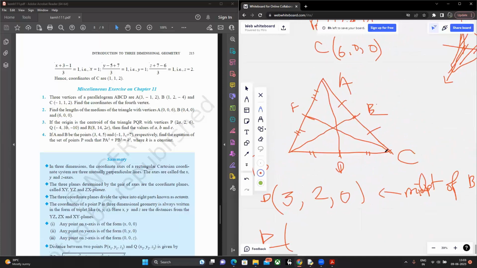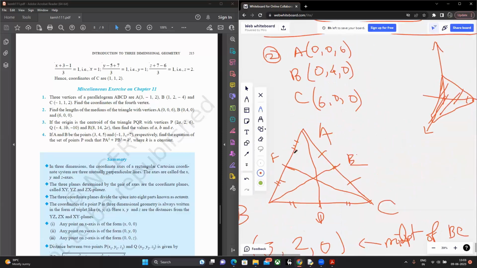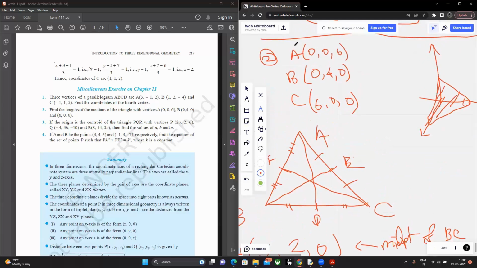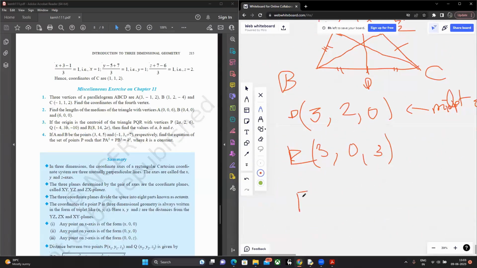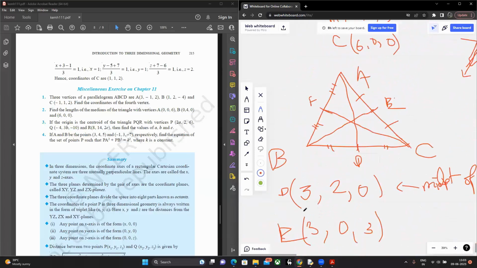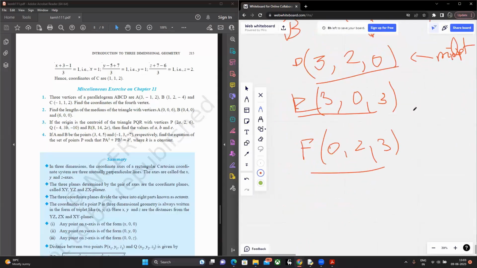Right? Similarly, E can be the midpoint of AC. That is going to be 3, comma, 0, comma, 3. Because it is 6 plus 0 or 0 plus 6 by 2, that is 3. 0 plus 0, that is 0. And 6 plus 0 by 2, that is again 3. And finally, F can be represented in the same form as the midpoint of AB. That is going to be 0, comma, 2, comma, 3.